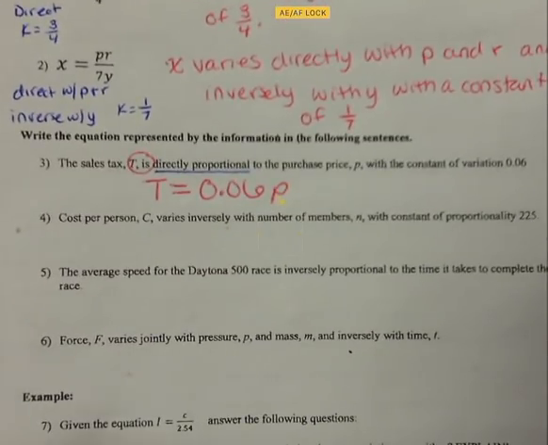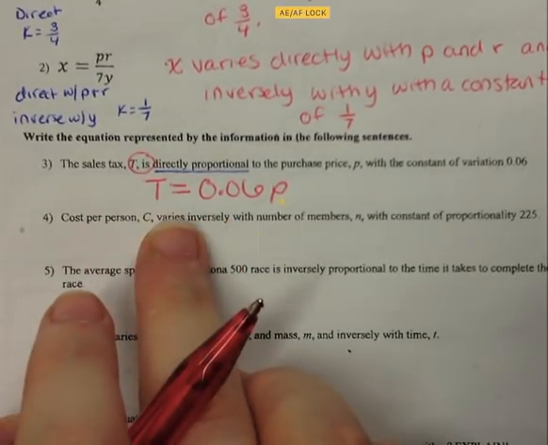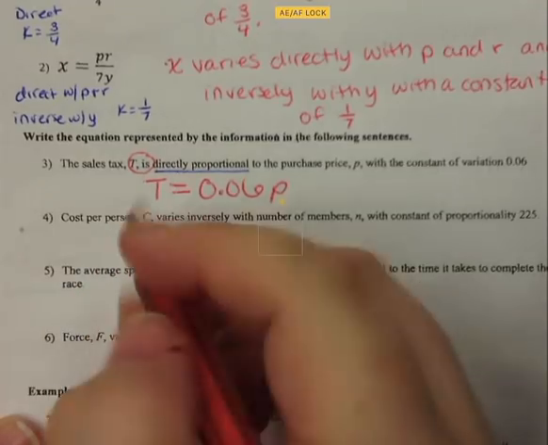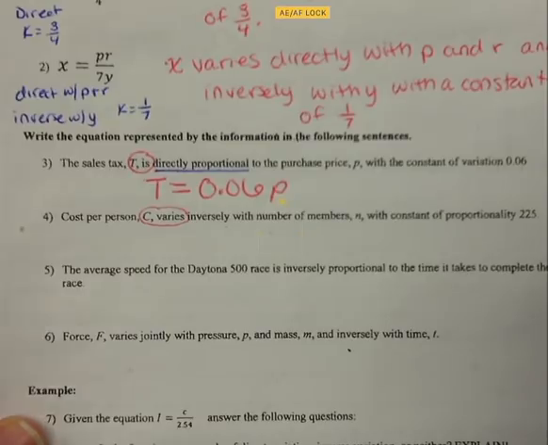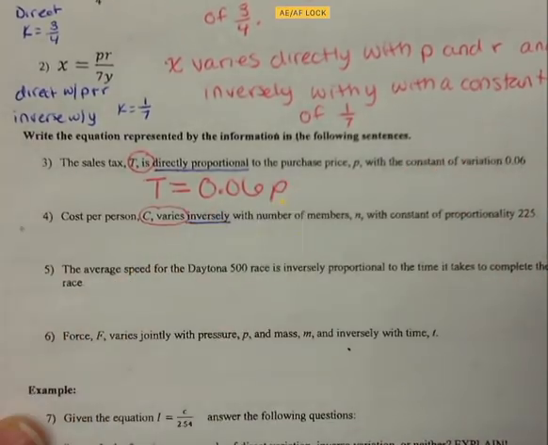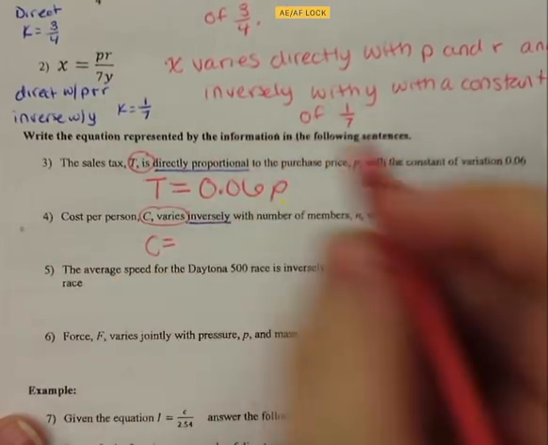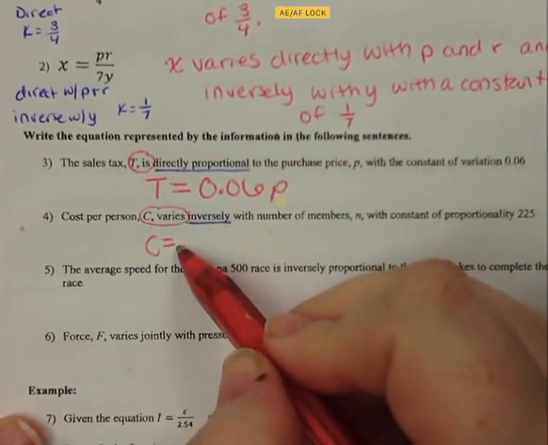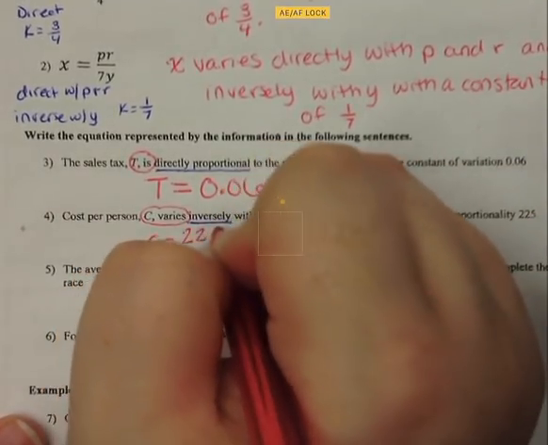On number 4, it says cost per person C varies inversely with number of members N with constant proportionality 225. So it says varies inversely. So the cost per person is what varies. So C varies, and then it says inversely. So C equals. Inversely, so we're going to have our K. We always have to have our K next. Our constant is 225. So we have 225.